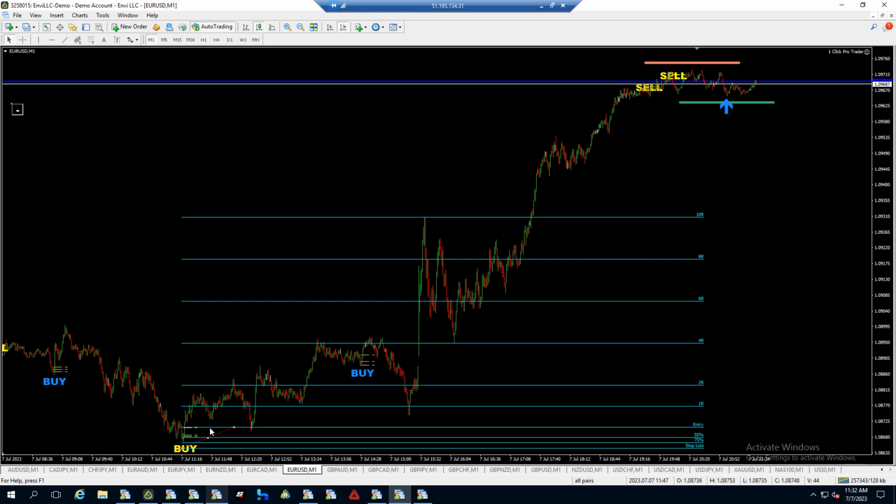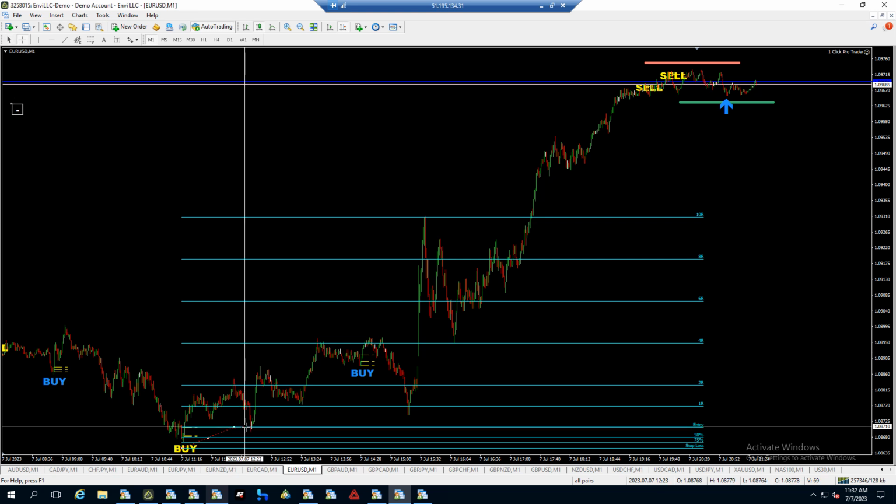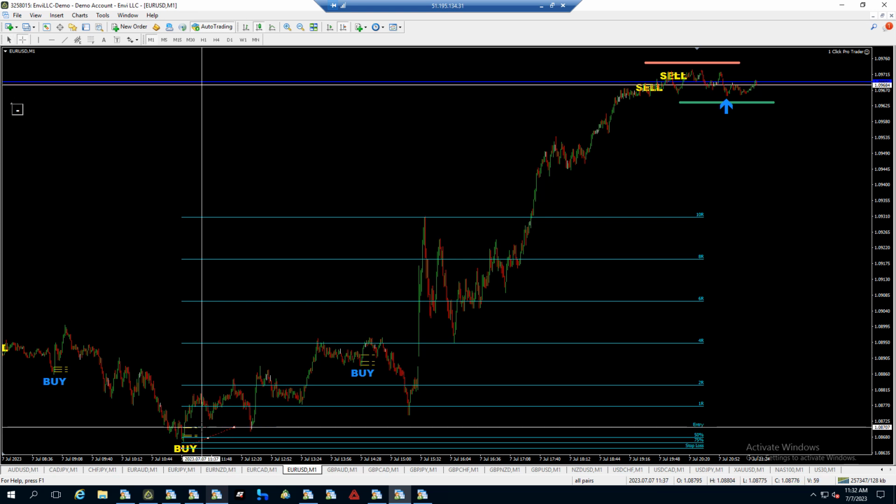Again, look at how simple this is. You have the line where you need to enter. You just need to be patient and wait to enter, or turn on my bot and tell it to wait for this pullback, because I also have a bot that automates this whole process. This one is the 50% pullback.